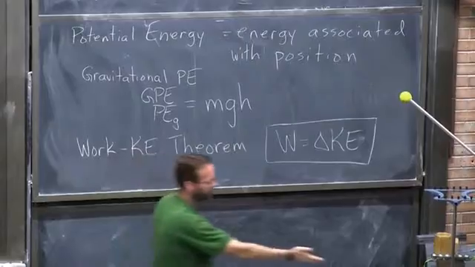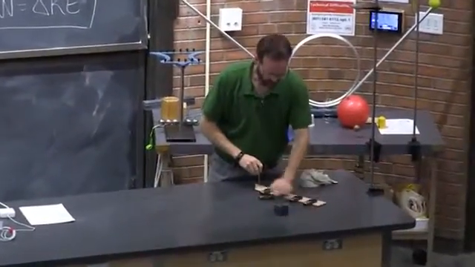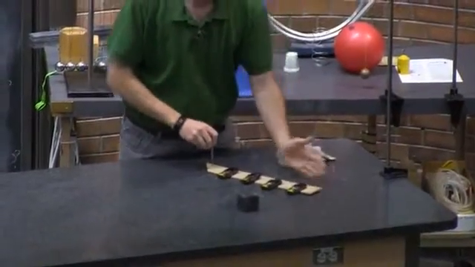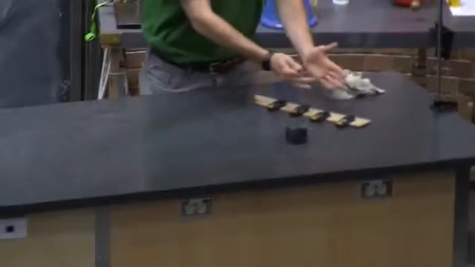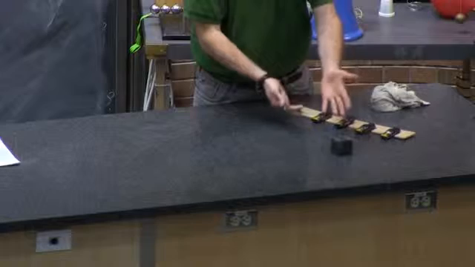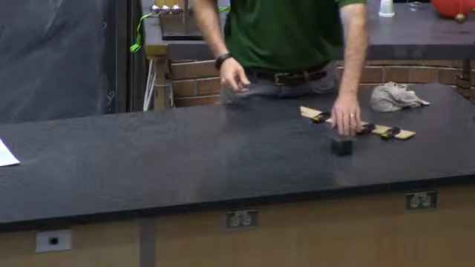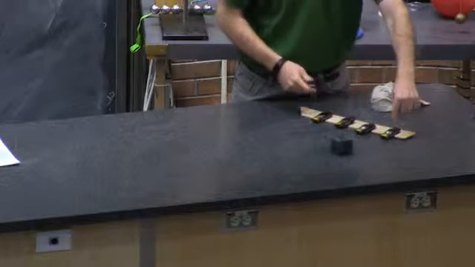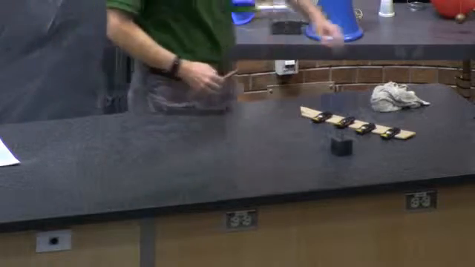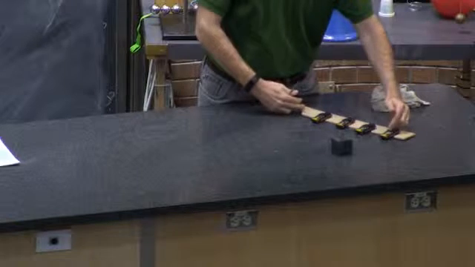So back to these Hot Wheels. I do work on it. I apply a force to these cars over a certain distance, and see, it changes their kinetic energy. They now have no kinetic energy because they're not moving. They get moving, they have kinetic energy. Who has the most kinetic energy when it hits the block? The outside one, because it's moving the fastest. So this one's going to have more kinetic energy. It'll be moving 4 times faster than this one.